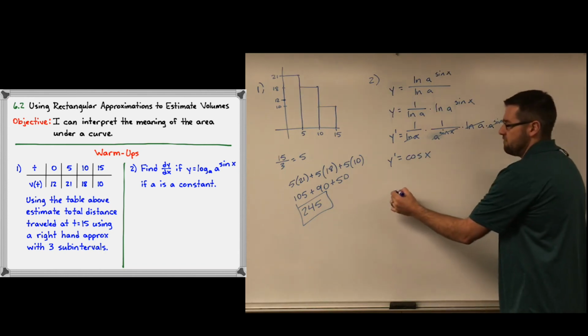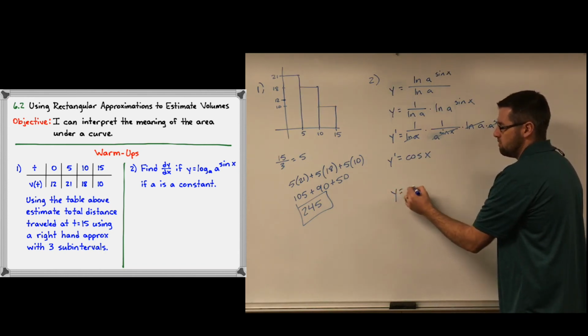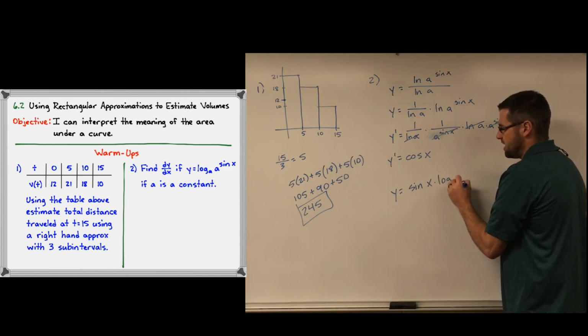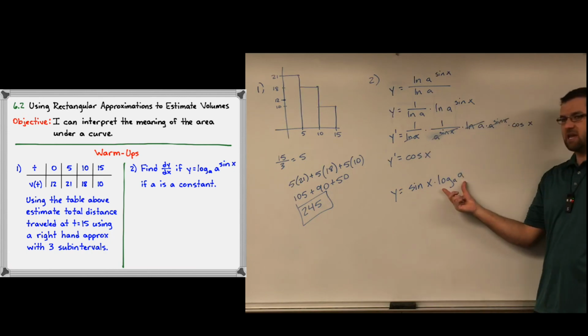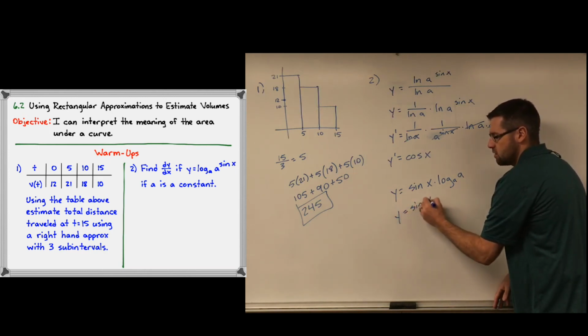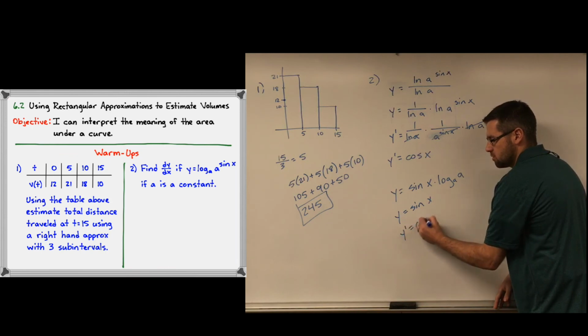Okay, obviously the quicker way would be to rewrite it as sine of x times the log base a of a. What is log base a of a? It's 1. It's a raised to what power is a? It's 1. So y equals sine of x. So y prime equals cosine of x.